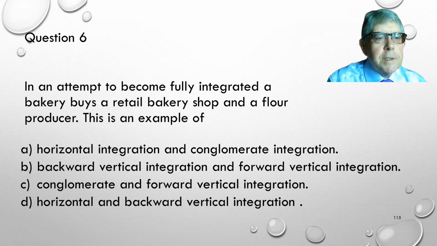Question 6. In an attempt to become fully integrated, a bakery buys a retail bakery shop and a flour producer. This is an example of A, horizontal integration and conglomerate integration. B, backward vertical integration and forward vertical integration. C, conglomerate and forward vertical integration. Or D, horizontal and backward vertical integration.